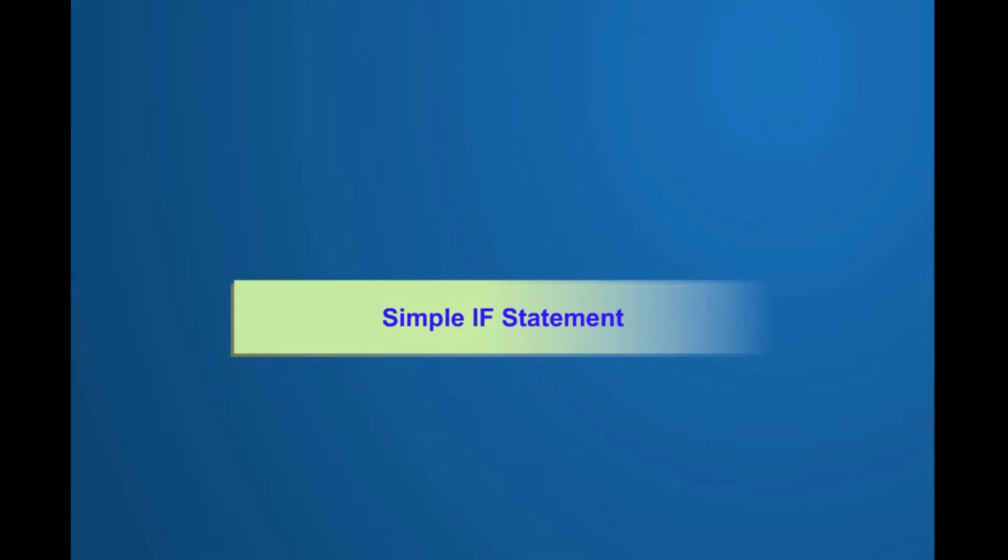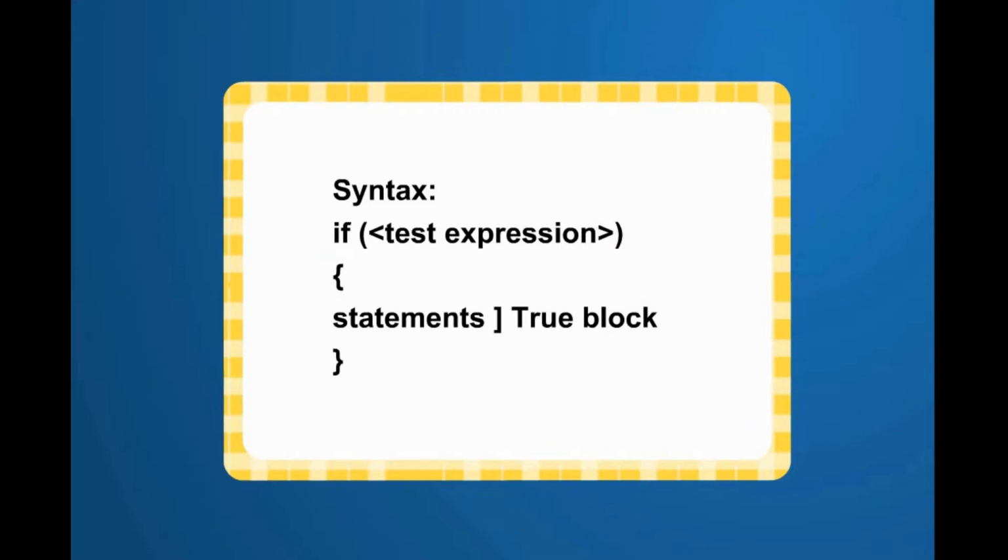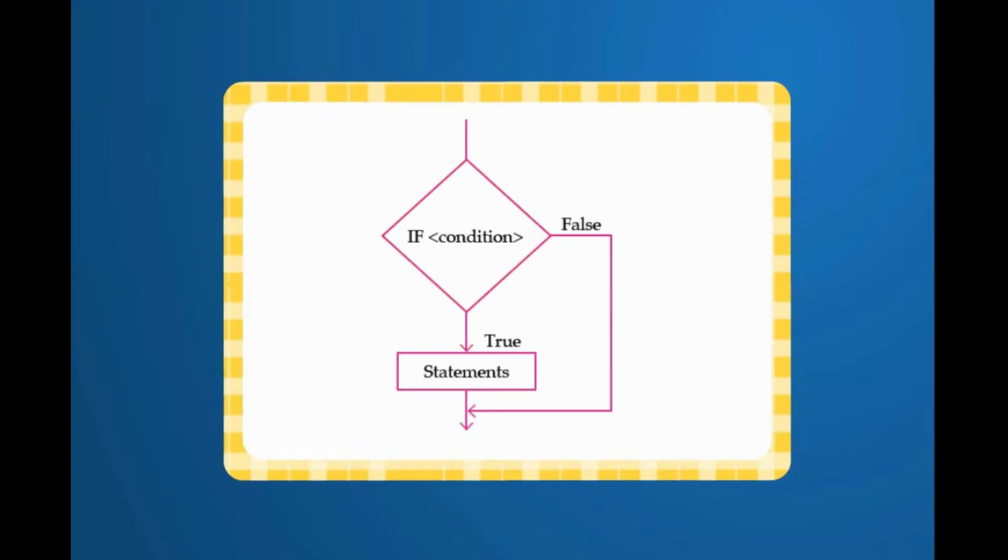Simple if statement. This statement evaluates the test expression first and, depending on the result, that is, true or false, it transfers the control to a particular block of statements for execution. Syntax: if, within brackets, test expression, statements, true block. The statements which appear within the if block are executed only when the test expression evaluates to true. That's why it is also known as the true block.